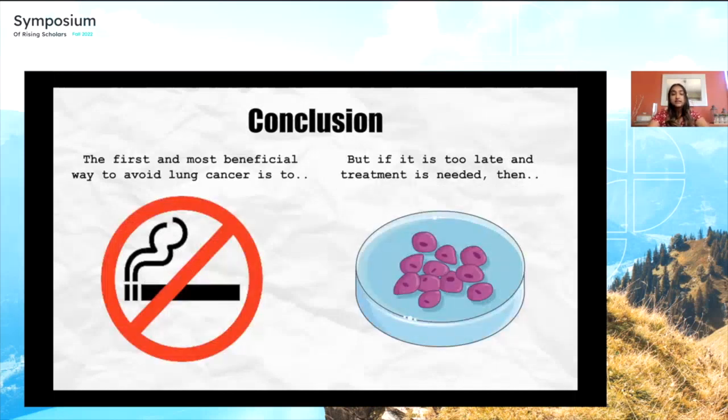To summarize, the first and most beneficial way to avoid lung cancer is to avoid smoking. Quitting smoking and the use of other tobacco products can help prevent carcinogens from entering the body and help avoid lung cancer in the long run. If it is too late and treatment is needed for small cell carcinoma, then stem cell therapy is shown to be an extremely beneficial treatment method for this disease.